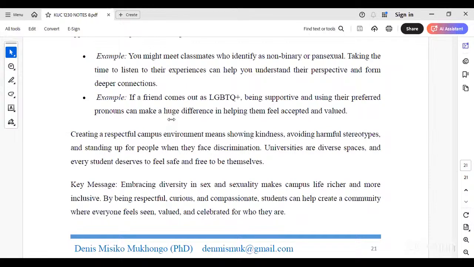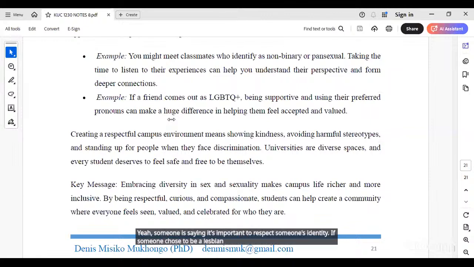Yeah, someone is saying it's important to respect someone's identity. If someone chose to be a lesbian, respect her. Yes, respect her. Okay, let it be. That is her choice. Someone is asking, if I may ask, sir, isn't LGBTQ all about copying the Western culture, which is degrading the society hazardously?